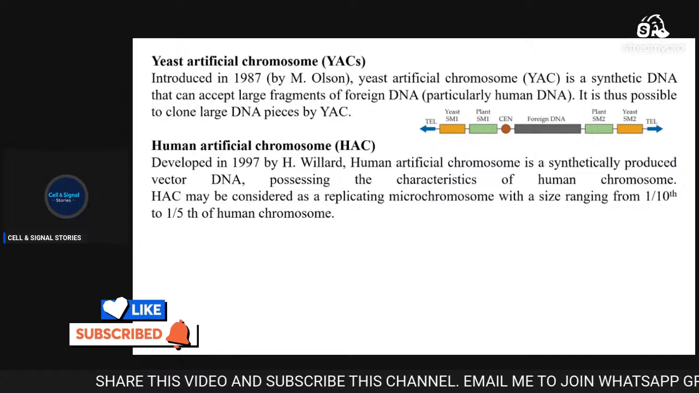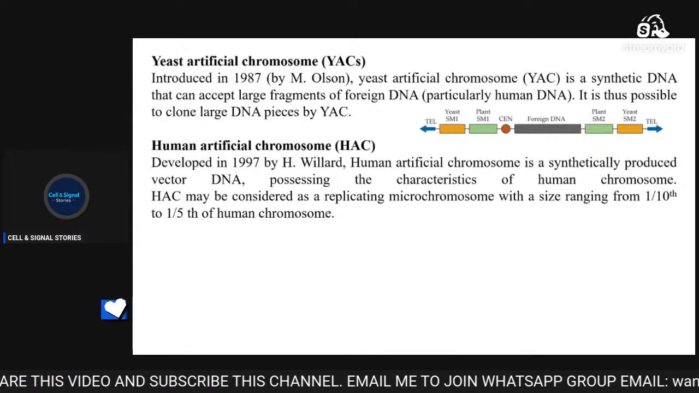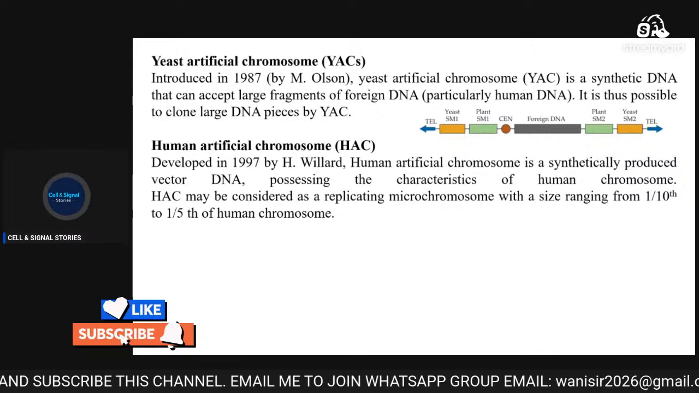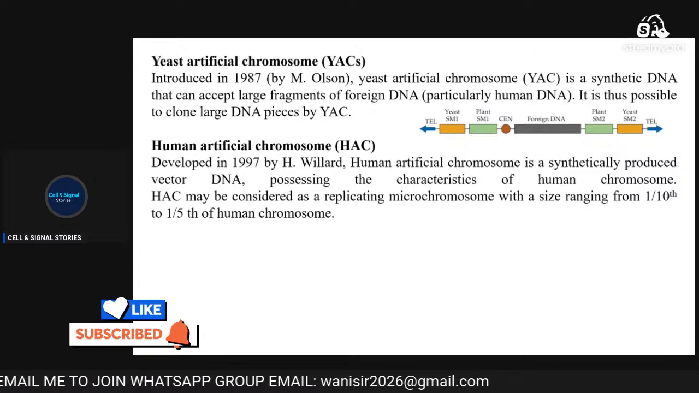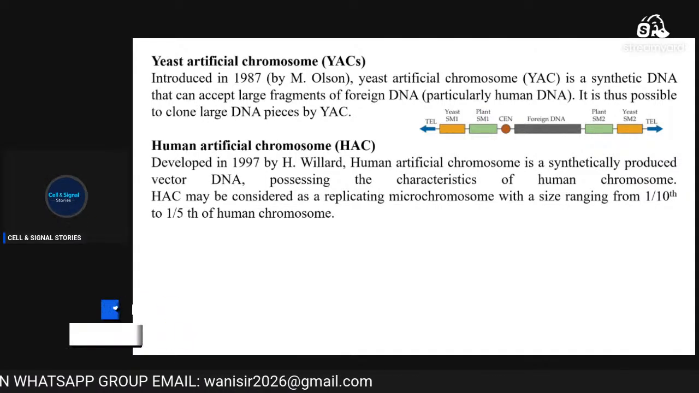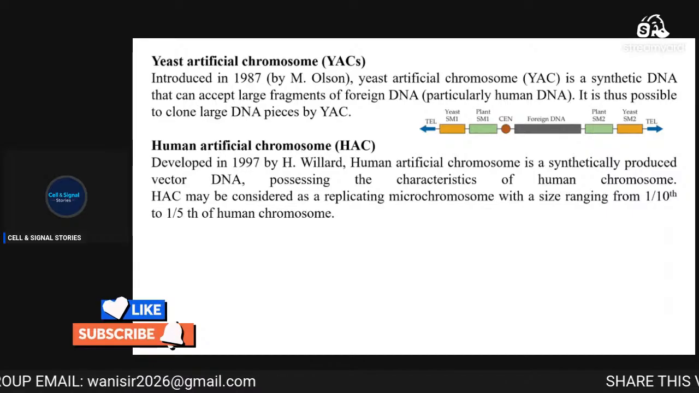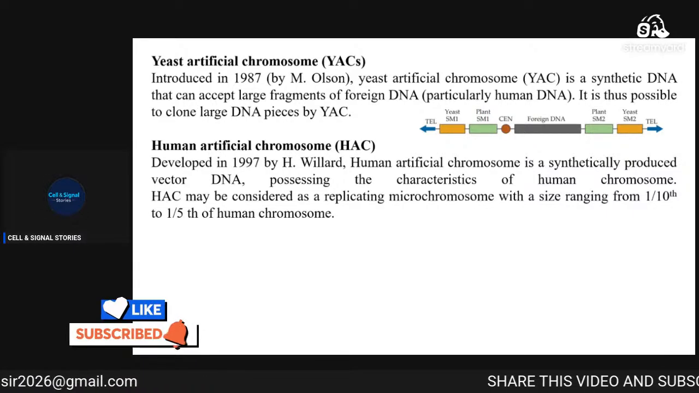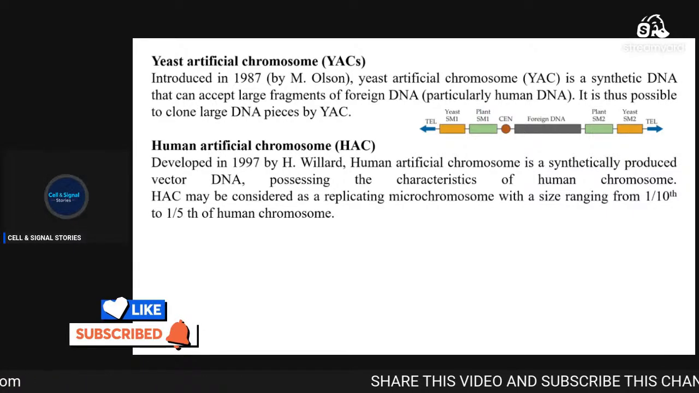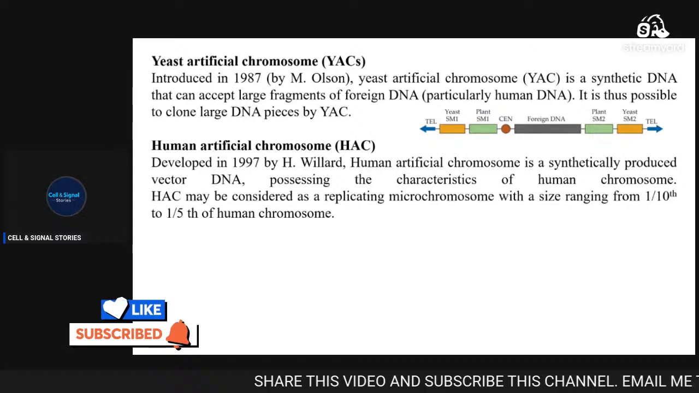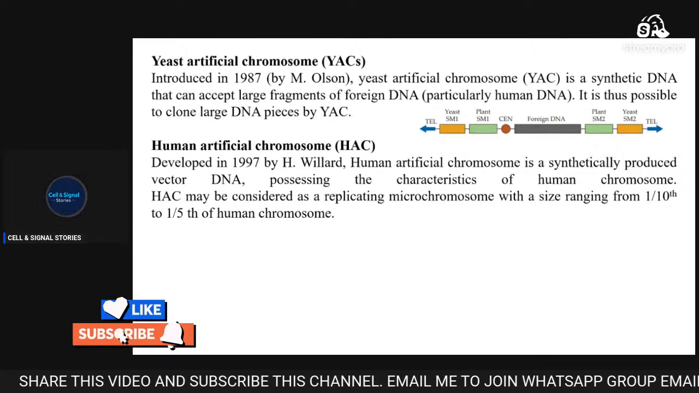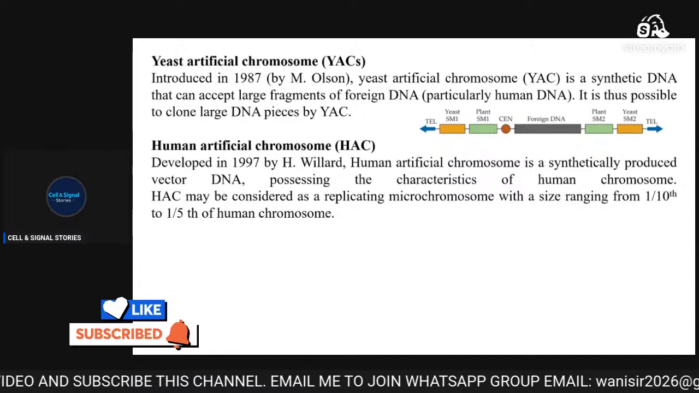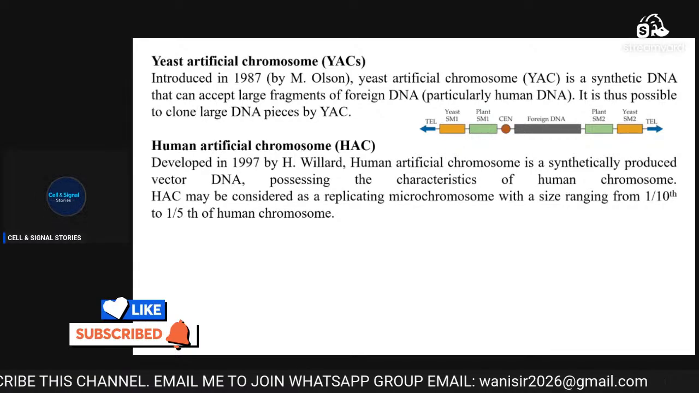What are the characteristics of the human chromosome? It is a self-replicating microchromosome, and its size ranges from 1/10 to 1/5 of the human chromosome, and it carries relatively long human genes. Those genes which are very long human genes, it can replicate them and keep them, and it plays an important role in gene therapy.